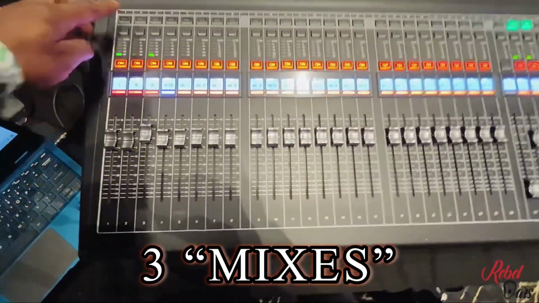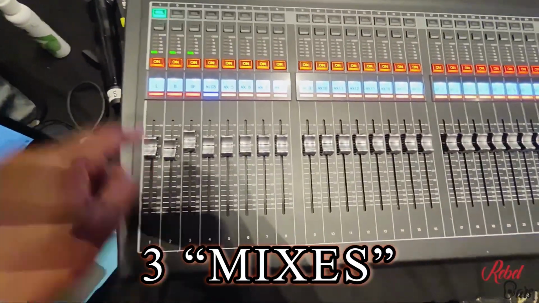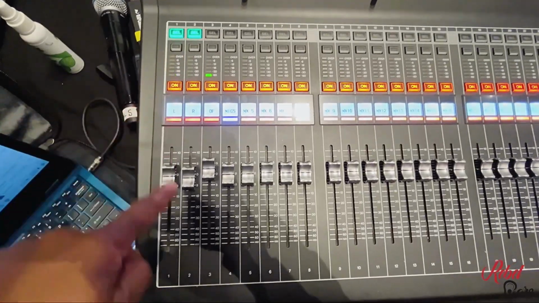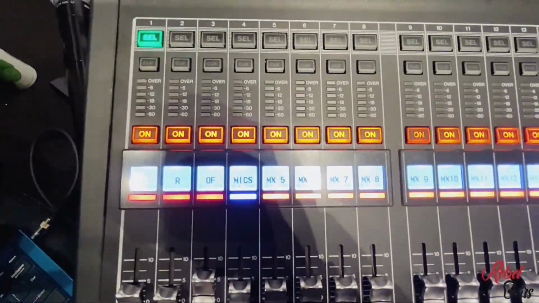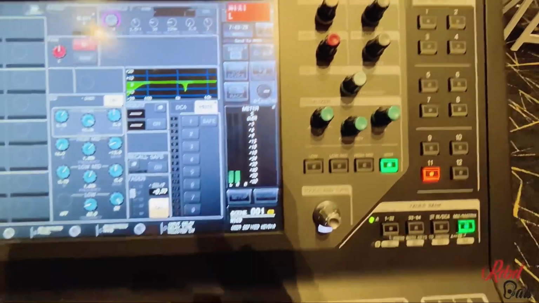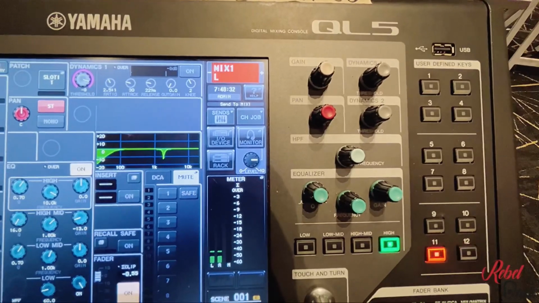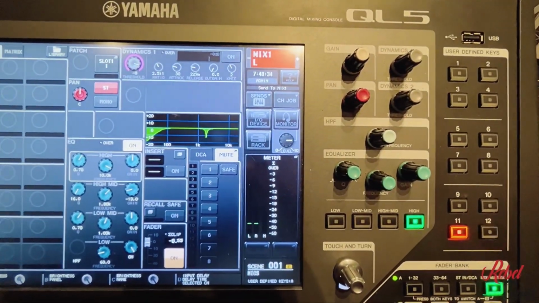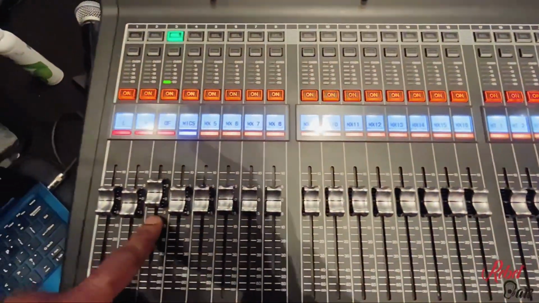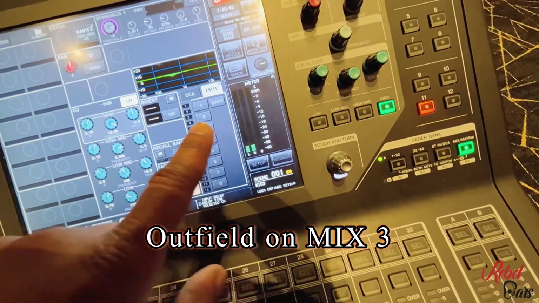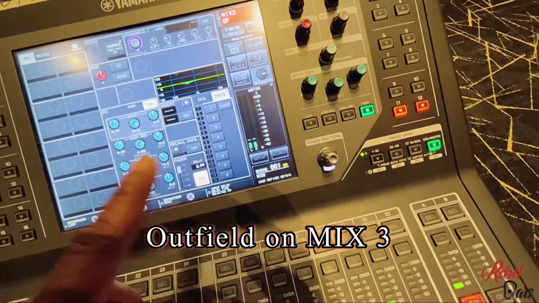Those are my 3 different outputs that I'm running as far as where I'm sending signal, right? So out of my 6 speakers, the 2 closest to the stage on the left side will be left. The 2 closest to the right side will be right. So my mix 1 is my left 2 speakers. My mix 2 is my right 2 speakers, and my outfields are my outside speakers on the very end.